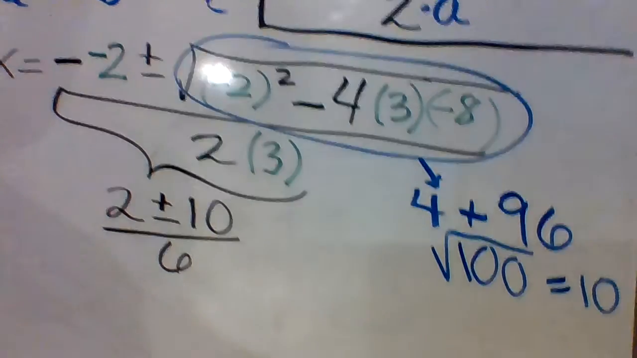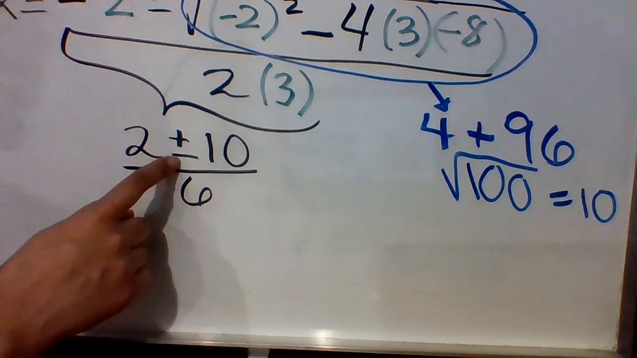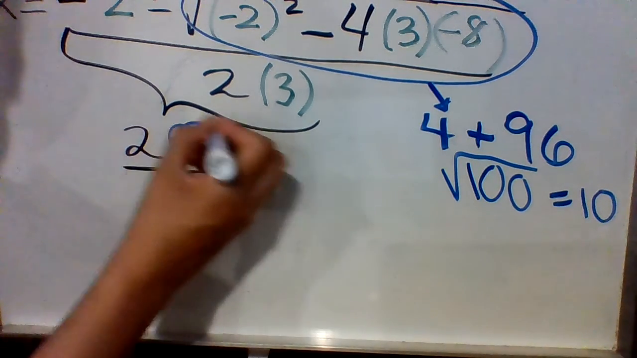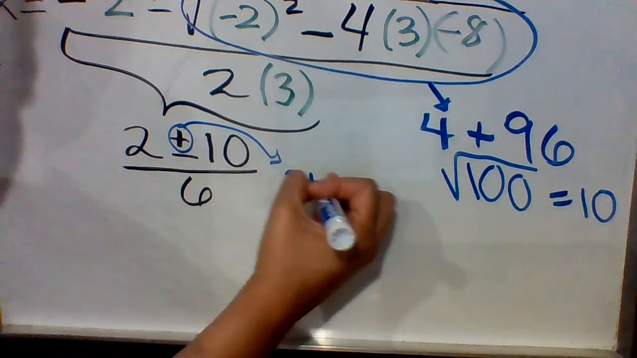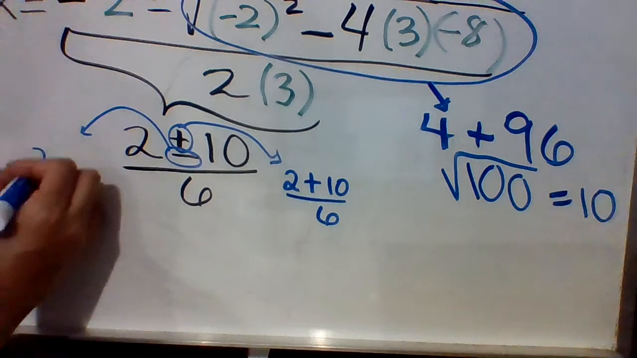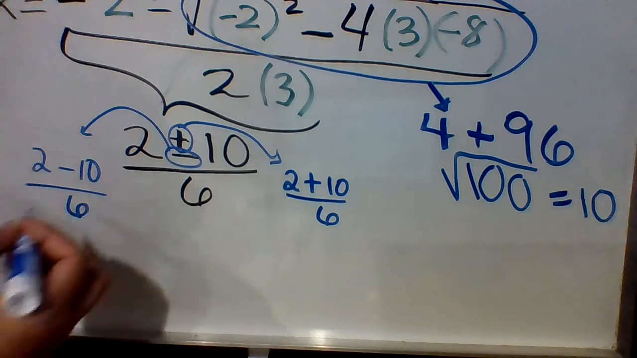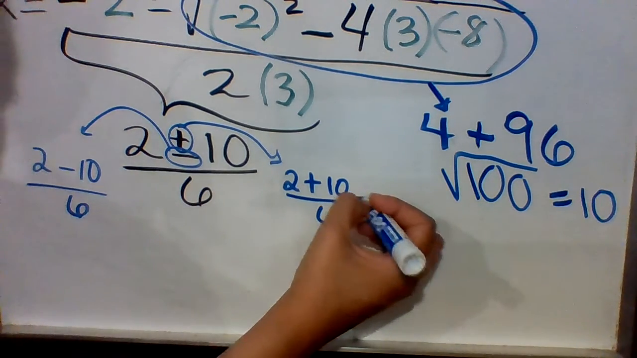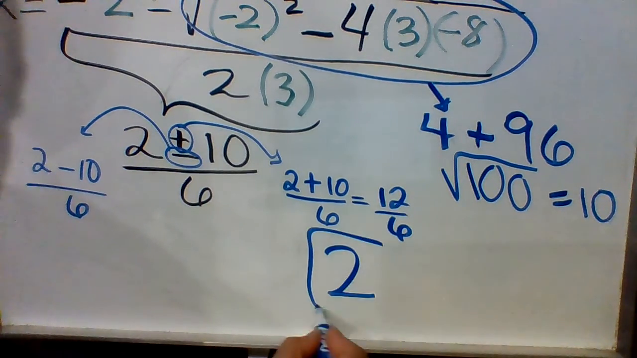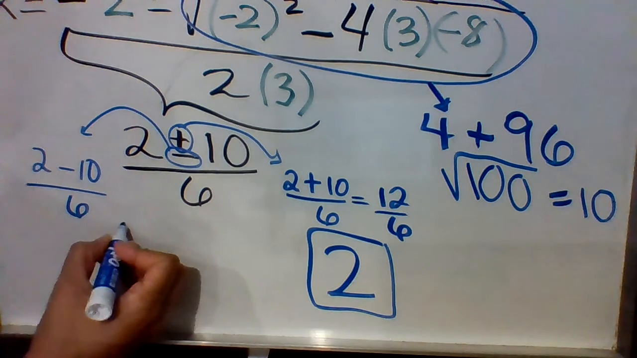And now what I need to do is split up my answers. I'm going to go with a positive route, and then I'm going to go the negative route. This has 2 answers, so I'm going to split it up. I'm going to do the plus route over here. So it's 2 plus 10 over 6. And then I'm going to go the minus route over here. It's going to be 2 minus 10 over 6. So I'm going to end up with 2 different answers, okay? 2 plus 10 equals 12. And 12 divided by 6 equals 2. So that's one answer.